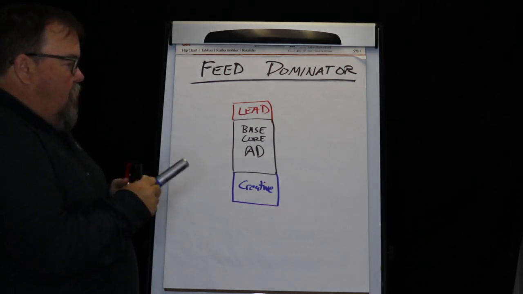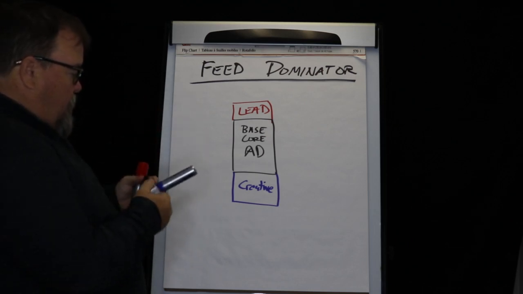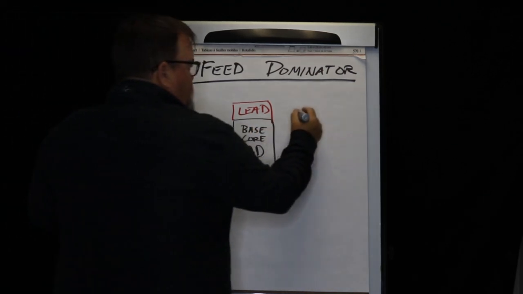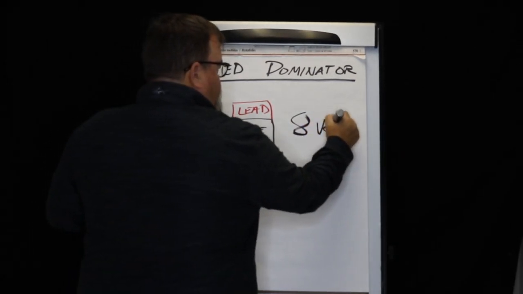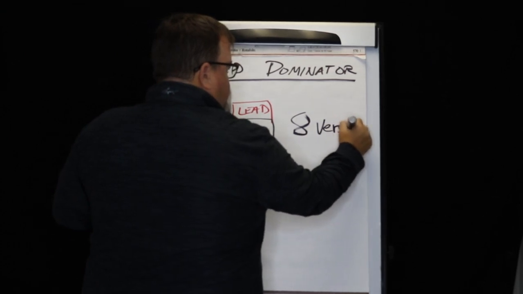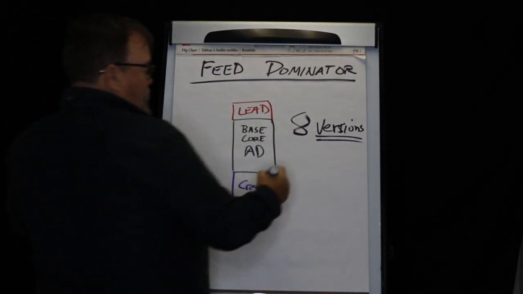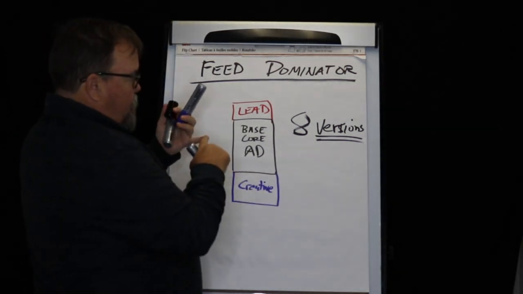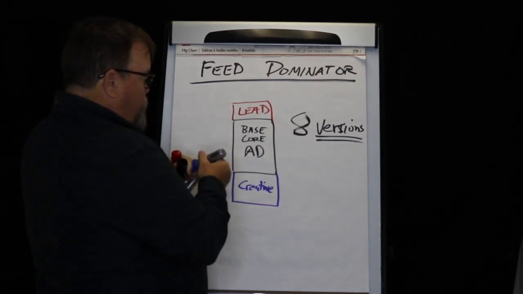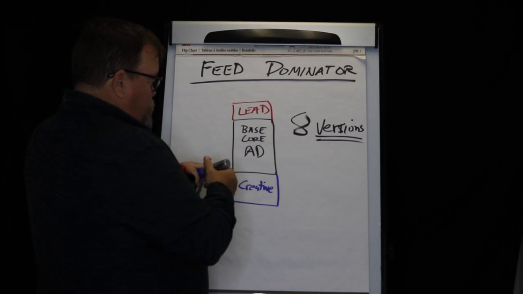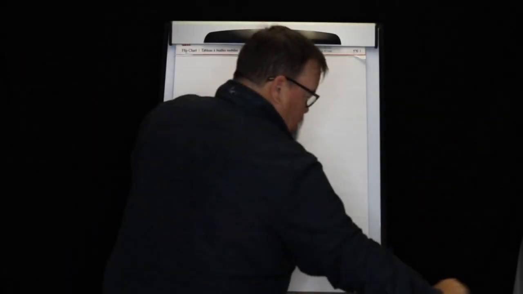So what you do and how the method works is you're going to use 8 different versions of this right here, and you're going to have it be creative 1, lead 1, creative 2, lead 2, like that. So what you have is, maybe it's better to show you on a different page.